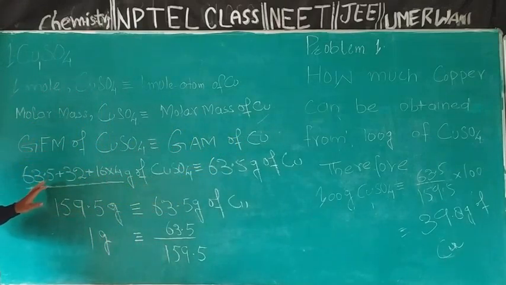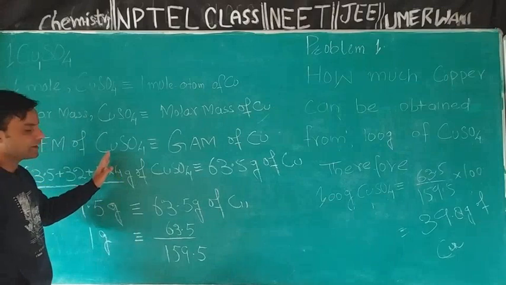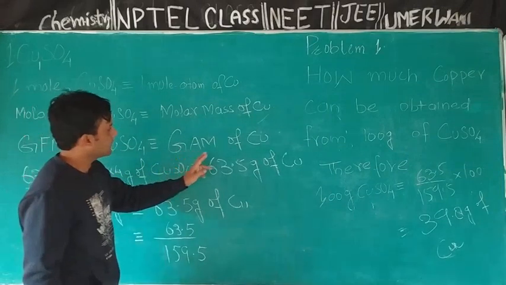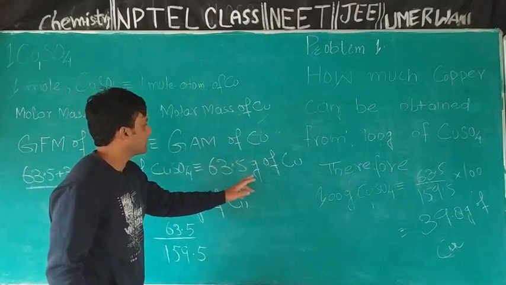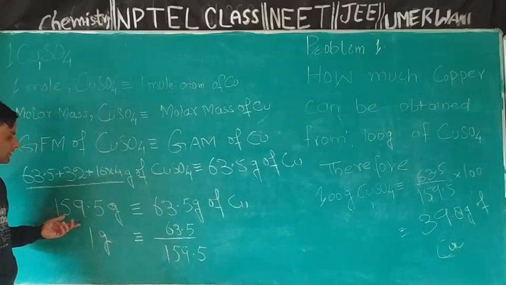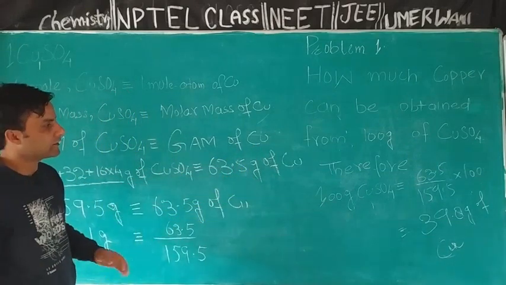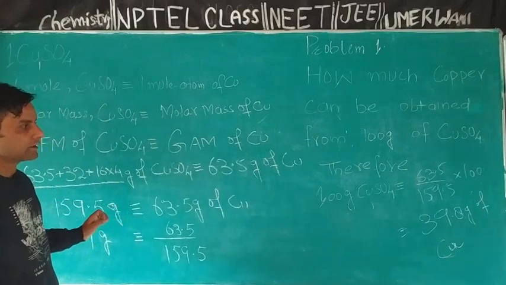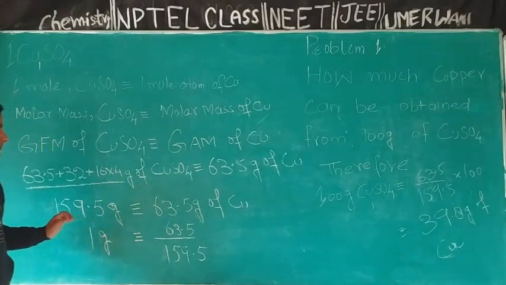I first calculated the gram formula mass of copper sulfate by adding the atomic masses of 1 copper, 1 sulfur and 4 oxygen atoms, and I know the atomic mass of copper is 63.5. Applying the unitary method I got the answer that 100 grams of copper sulfate will produce 39.8 grams of copper.